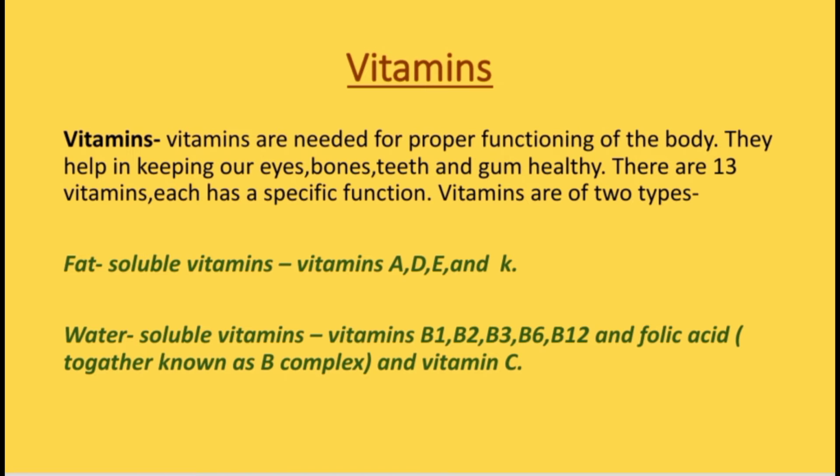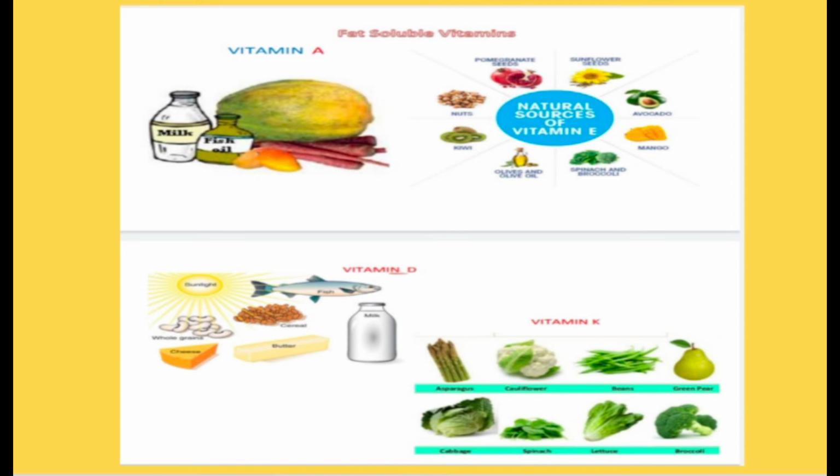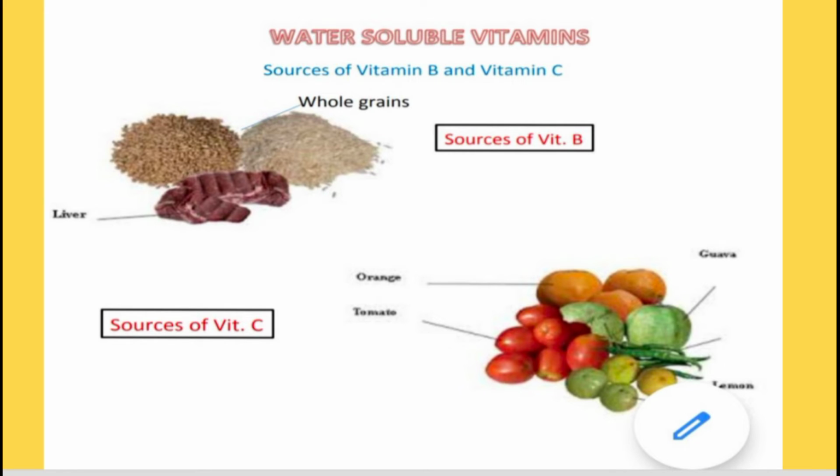Fat-soluble vitamins are stored in the fat tissue of our body and are used only when body needs them. Body prepare vitamin D in the presence of sunlight. Water-soluble vitamins, vitamin B1, B2, B3, B6, B12 and folic acid, all together known as B complex, and vitamin C. Water-soluble vitamins are not stored in body. These needed to be added or supplied through food items like citrus fruit, whole grains, leafy vegetables. Lack of vitamins in the body can cause deficiency diseases.